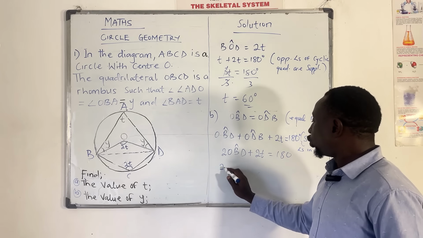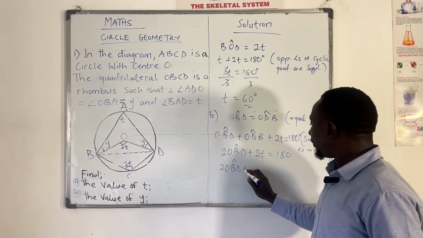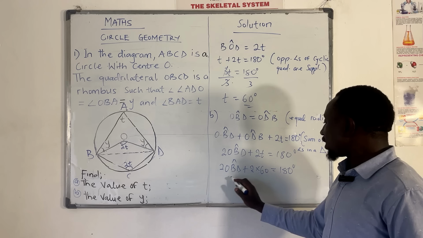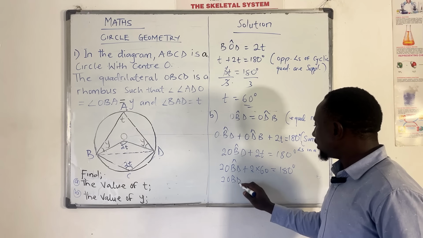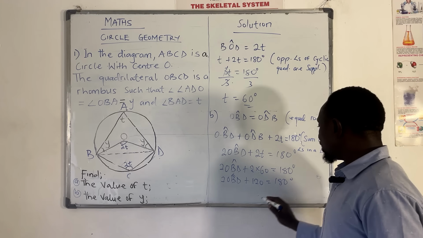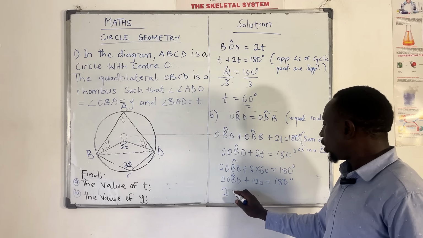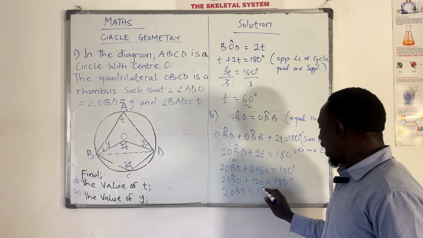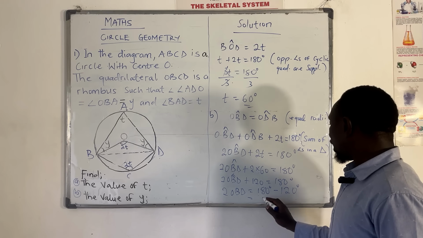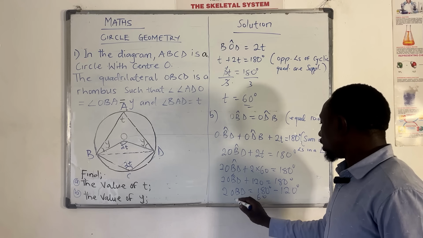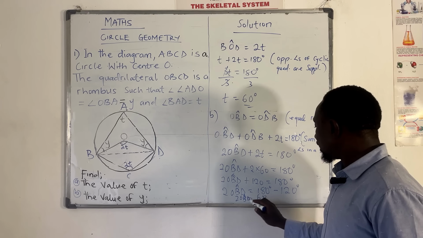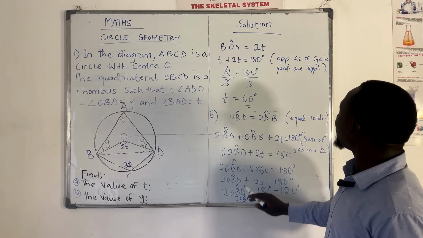Since my t is 60, I can substitute the value of t here. So I have 2OBD plus 2 times 60 is equal to 180 degrees. So 2OBD plus 120 is equal to 180 degrees. Now you transpose it to this side. You have 2OBD is equal to 180 minus 120. If you subtract, you have 60. So 2OBD is equal to 60.